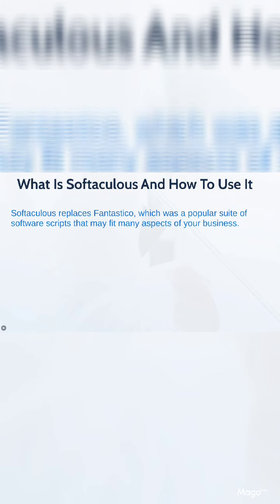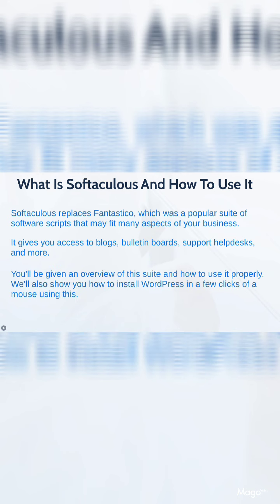Softaculous replaced Fantastico, which is basically a popular suite of software scripts that you can build into your website. Things like WordPress, Joomla. If you want a forum, you can build forums. There are a lot of many different free scripts that you have access to that you do not have to spend extra money for. They're all built in. So in other words, it gives you access to things like WordPress, blogs, bulletin boards, even support help desks, and more. So you'll be given an overview of this suite and how to use it properly, and we'll show you how to install things like WordPress in a few clicks of your mouse.